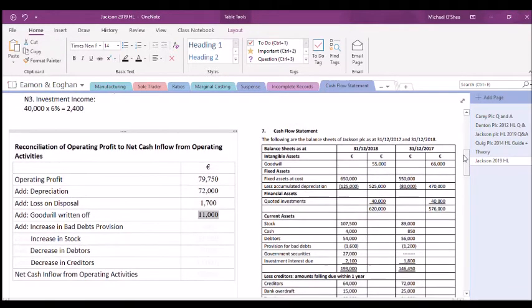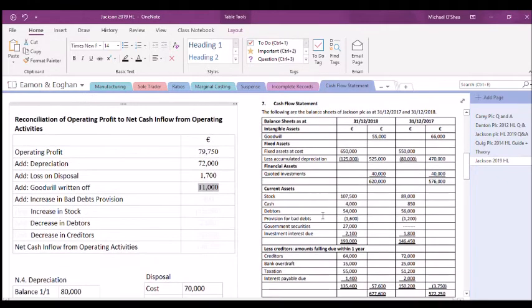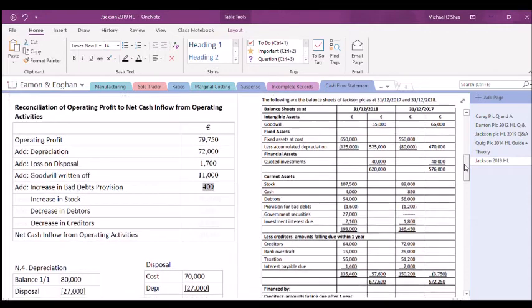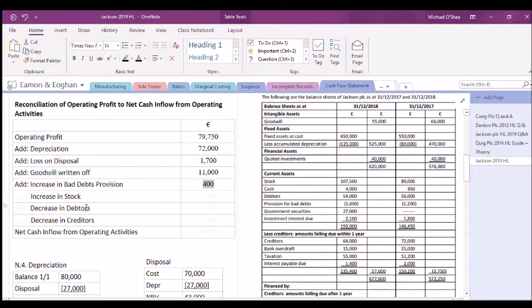The last one is quite easy. My provision for bad debt that I see here at the beginning of the year was 1,200. At the end of the year, it went up 400. So it went up, my expense went up 400. It's got nothing to do with cash, so add it back in. The last three. Now, to explain the last three in the same way they explain the others below.